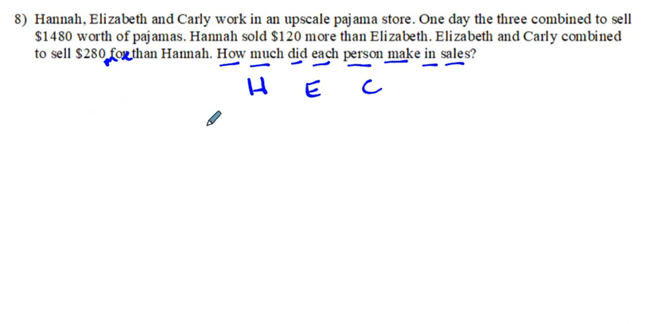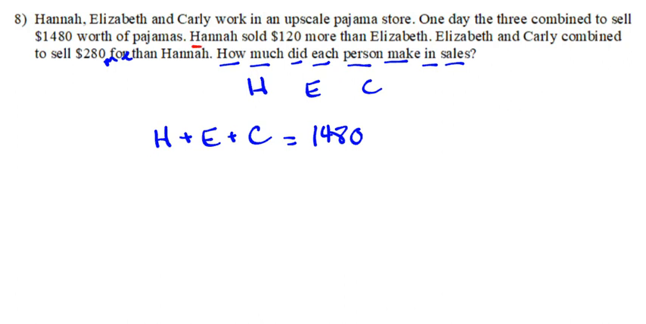Okay? So if they combined, I'm going to write this one backwards just for fun. If they combined to make $1,480, then that would be Hannah plus Elizabeth's sales plus Carly's sales. And I've decided that I don't like it backwards because I'm a creature of habit, so I'm going to flip it around. So Hannah sold however much, Elizabeth sold some amount, Carly sold some amount. When we add them all up, it should be $1,480.